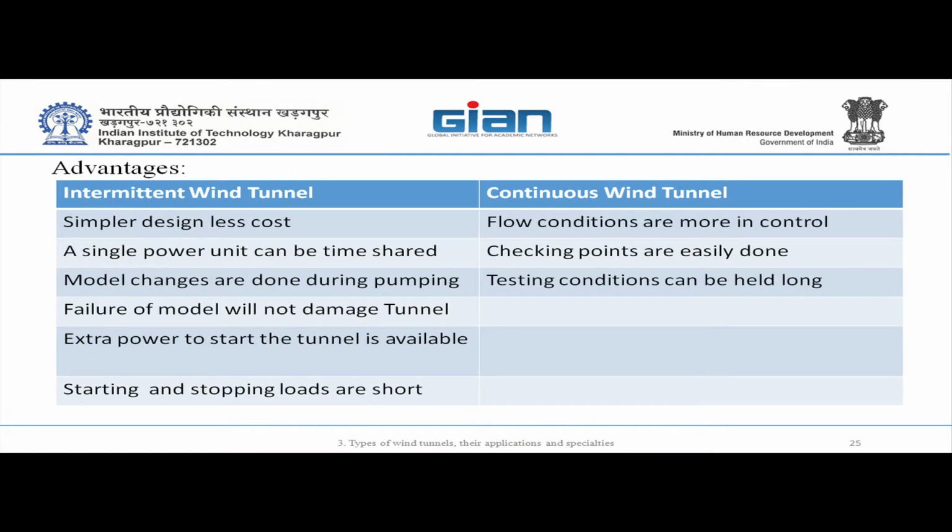So in continuous tunnels, conditions are more in control. Checking points, you can repeat your runs. You can go forward, back and forth. If it's continuous, you are not in a hurry to finish your sweep. You can make one sweep, another sweep, look around, and make as many sweeps as you want because you are running in continuous mode.